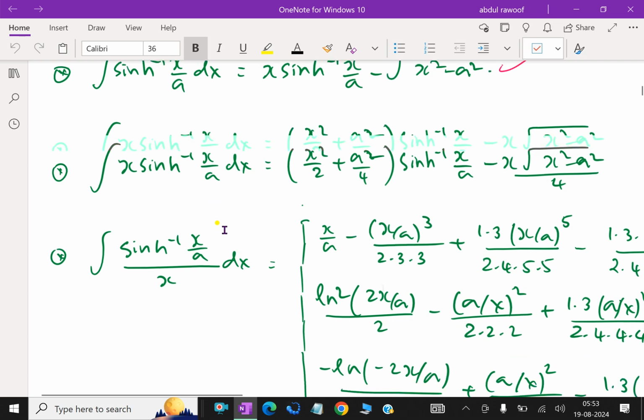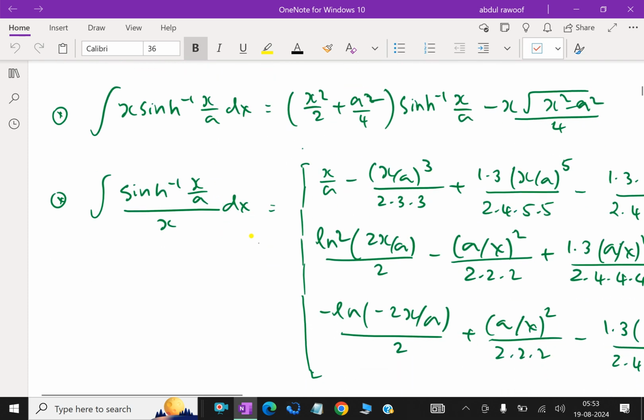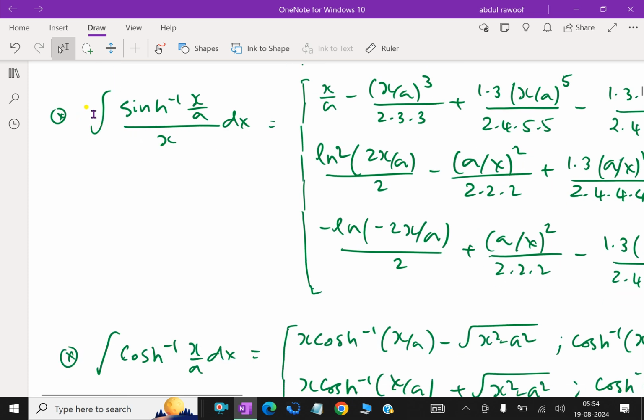Next one, integral of x sinh inverse (x/a) dx equals (x squared by 2 plus a squared by 4) sinh inverse (x/a) minus x times square root of x squared minus a squared by 4. Next one, integral of sinh inverse (x/a) over x dx has three situations.